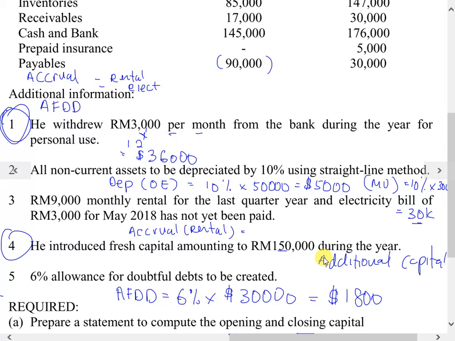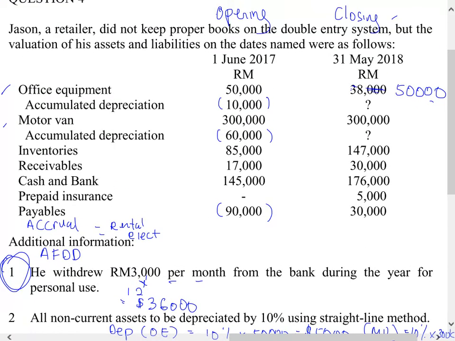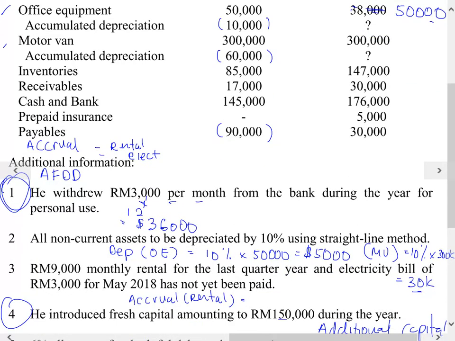Number 2. All non-current assets are to be depreciated by 10% using straight line. All non-current assets. Given my closing asset 50,000 here. Given, meaning there's no additional or disposal. How many percent? 10% of 50,000 will be 5,000. Must show working: 50,000 times 10% gives 5,000 depreciation for this year. 1 mark.